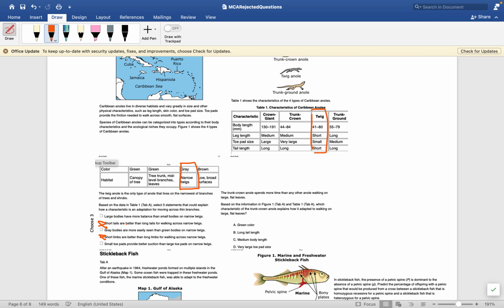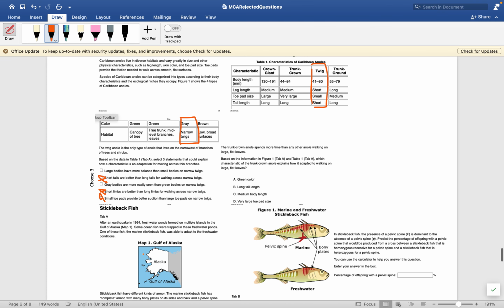So basically we're just checking off things about their characteristics so far. Small toe pads provide better suction than large toe pads on narrow twigs. And that is true. Now I'm going to come back to here. Yes, they have gray bodies, but that has nothing to do with them walking across narrow, thin branches. So those are the three we're going to pick.